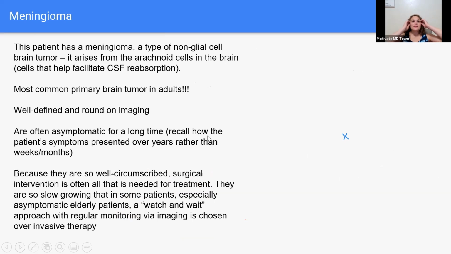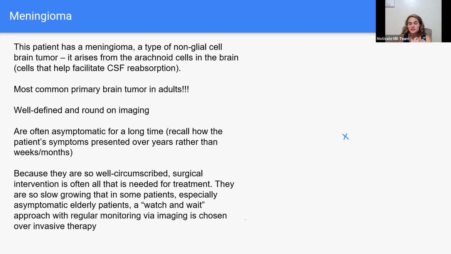Okay. So this patient has a meningioma. I wanted to include meningioma because it is a very common benign brain tumor in adults. And a meningioma is not a glioma like the other tumors we've talked about. It's actually made of cells that are not glial cells. It's made of cells called arachnoid cells. These cells in the brain help facilitate CSF resorption. Like I talked about, the cerebrospinal fluid needs to continually be reabsorbed so that you don't have any blockage, so you don't have increased intracranial pressure, that sort of thing.